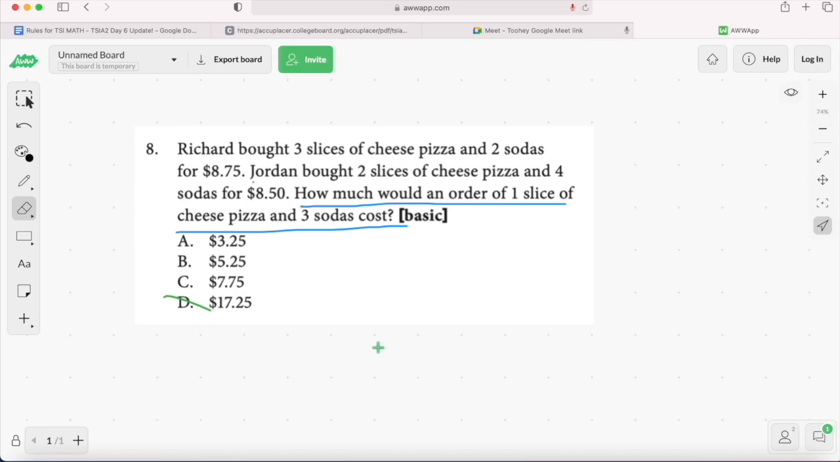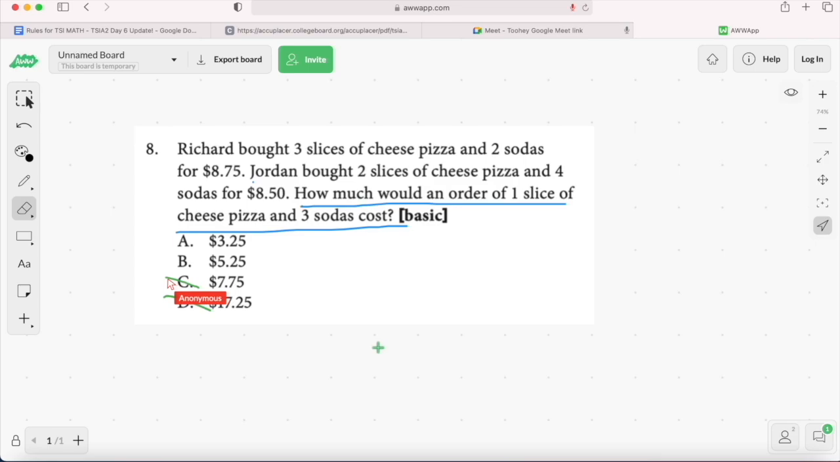Now, maybe if it were two slices of pizza and three sodas, something like that. But that's only like 75 cents less? The only way that would work is if one slice of pizza and one soda was 75 cents. But that's nuts. That doesn't make any sense. Does that make sense, Francisco? Yes. I agree. C just doesn't make sense on a basic logical level as well.